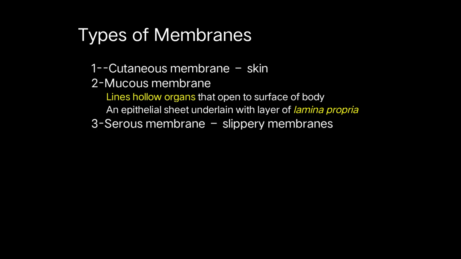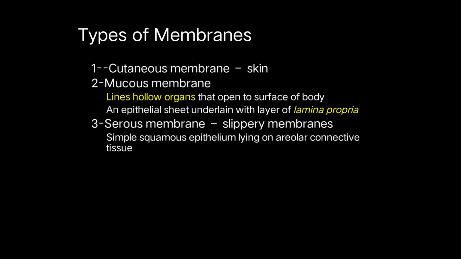Then serous membrane is the slippery membrane. The simple squamous epithelium lies on the areolar connective tissue in this case, which lines the closed cavities. That is the pleural, peritoneal, and pericardial cavity. Pleural is around the lungs. Peritoneum is around the digestive organs in the abdominal cavity, and pericardial around the heart.